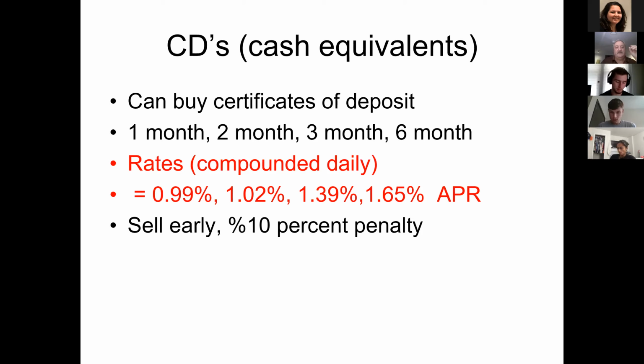CDs, you can buy 1, 2, 3, and 6 months. Here are the rates that you get. But if you sell early, there's a 10% penalty.